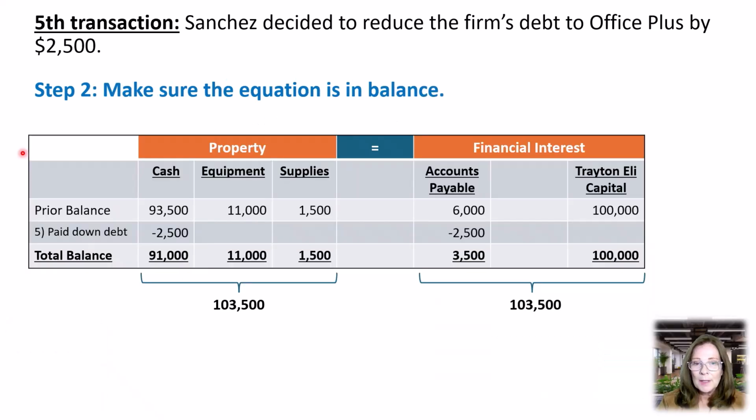To write this transaction into our equation table, we write minus $2,500 into the cash column, and we write minus $2,500 into the accounts payable column. We calculate the sum for each column: $91,000 cash, $11,000 in equipment, $1,500 in supplies, for a total of $103,500. And on the financial interest side of the equation, we also have $103,500. So our equation is still in balance.